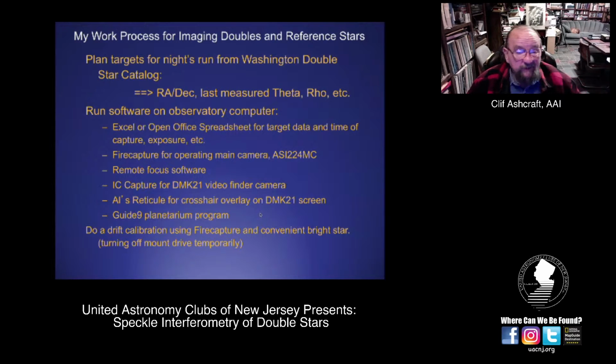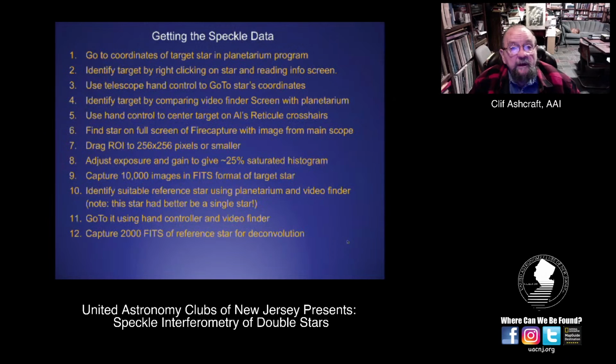First thing I do is do a drift calibration using FireCapture and a convenient bright star to get my camera angle and plate scale for tonight. For example, if I had moved that Barlow lens camera combination even a little bit, it could screw up my results. So I do this every night. Now go to the coordinates of the target star using the planetarium program.